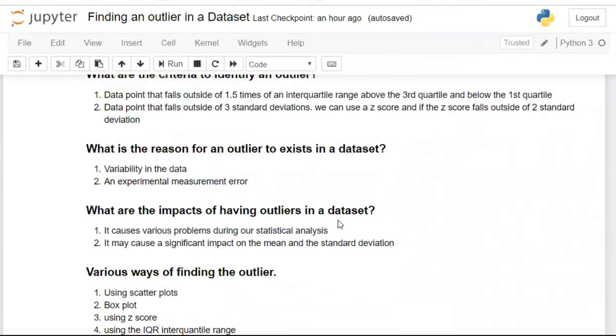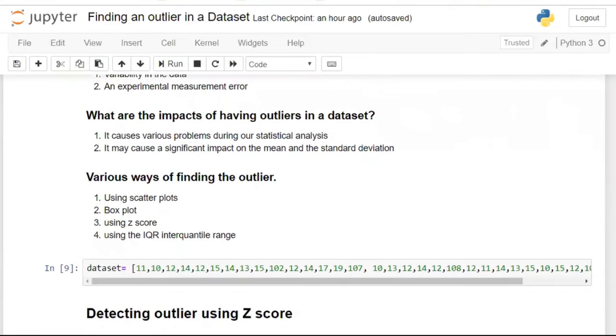There are various impacts, because if there are a lot of outliers present in the statistical analysis that you will be doing, it may affect that particular analysis. It may also cause problems when we are trying to calculate the mean and the standard deviation. Always remember, guys, due to the outliers, your mean and standard deviation may change a lot. That is the reason these are some of the impacts that may happen if an outlier is present.